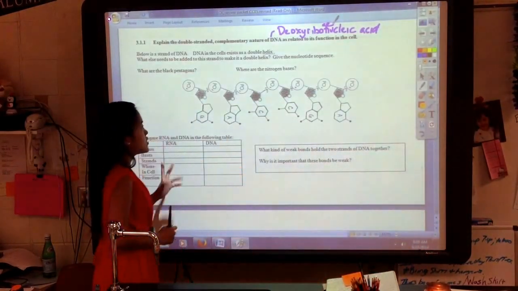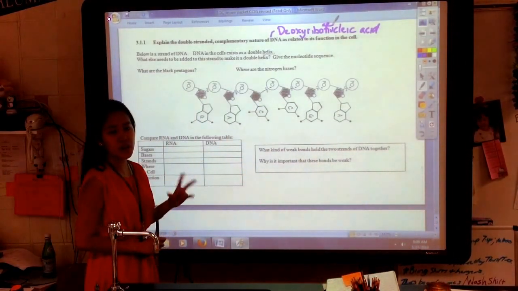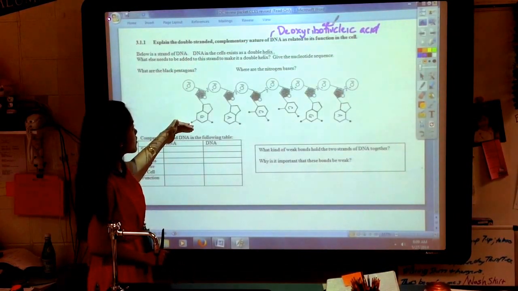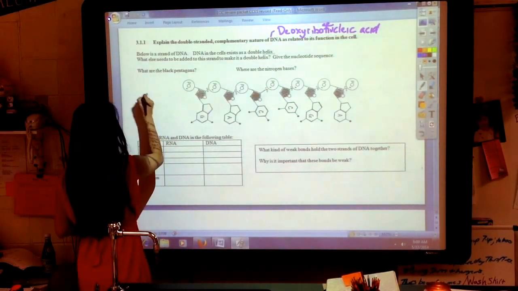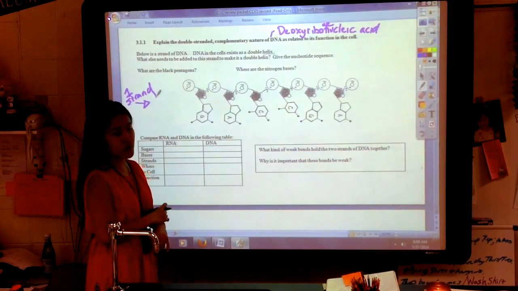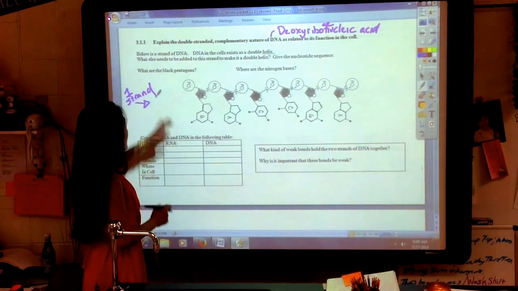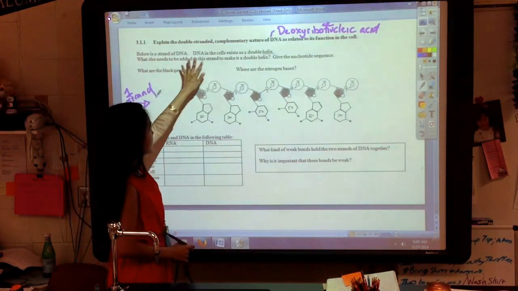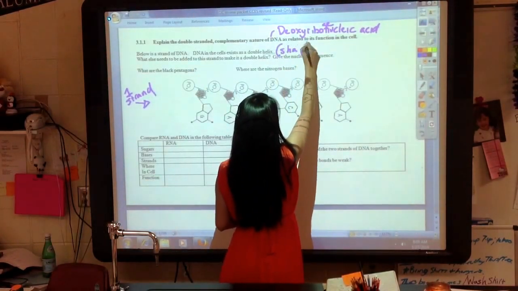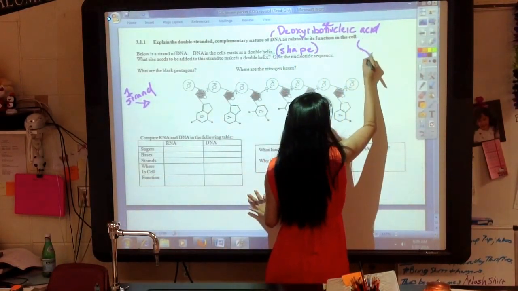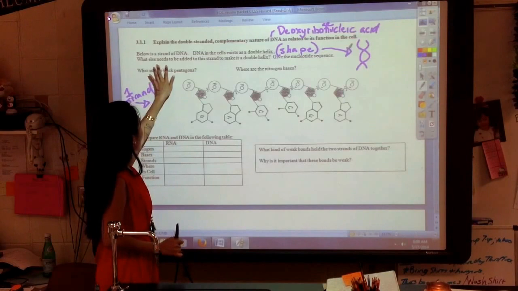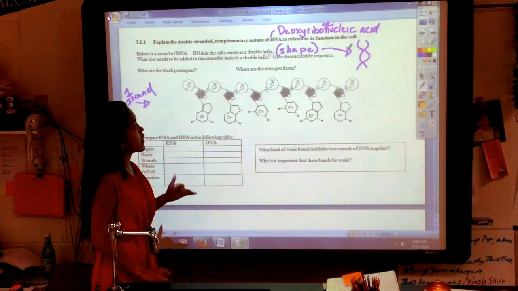When you're looking at a molecule of DNA or a strand of DNA, you do need to remember it's double-stranded. In this specific picture, this is one strand of the DNA molecule, not two strands. So it says, below is a strand of DNA. DNA in the cells exist in a double helix. That is the shape of our DNA molecule. You should remember it looks like a twisted ladder. Double helix. What else needs to be added to this strand to make a double helix?